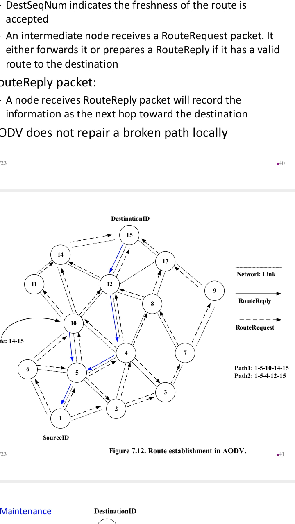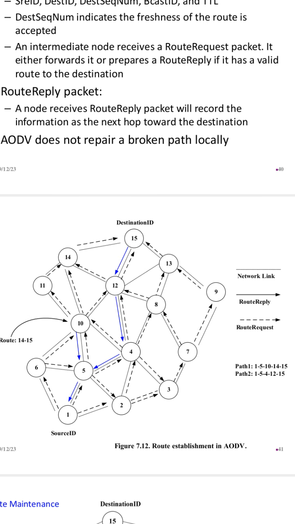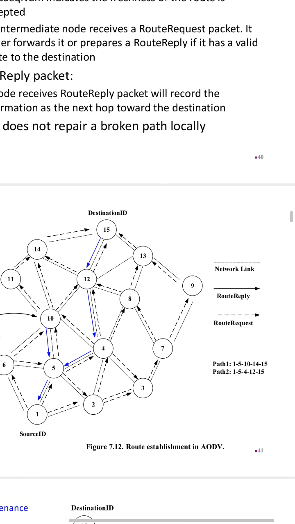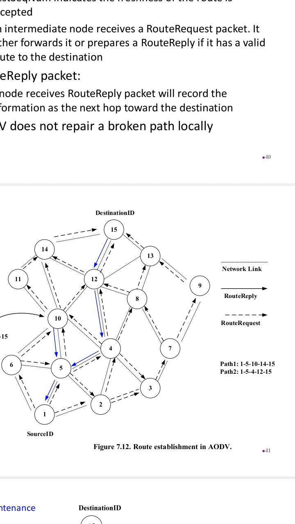Once this route request message reaches the destination, the destination sends the route reply packet, the route reply signal. Whenever this route reply signal reaches the source node, the packet can be transferred along this route. Here there are two paths: path 1 is 1 to 5, 5 to 10, 10 to 14, 14 to 15, and path 2 is 1 to 5, 5 to 4, 4 to 12, 12 to 15. So these are the two paths to reach the destination.